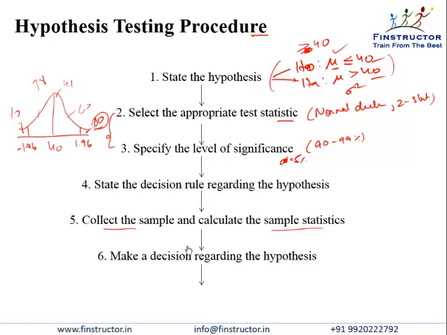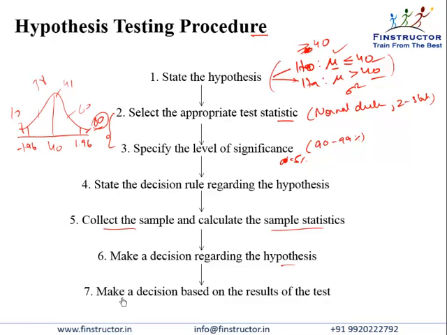So the sixth step is to make a decision regarding the hypothesis from your collected sample statistic and the decision criteria. If you can reject this statement, then with a 95% confidence, you can say that yes, it looks like the mean is greater than 40. Because with a 95% confidence, we have been able to reject the null.